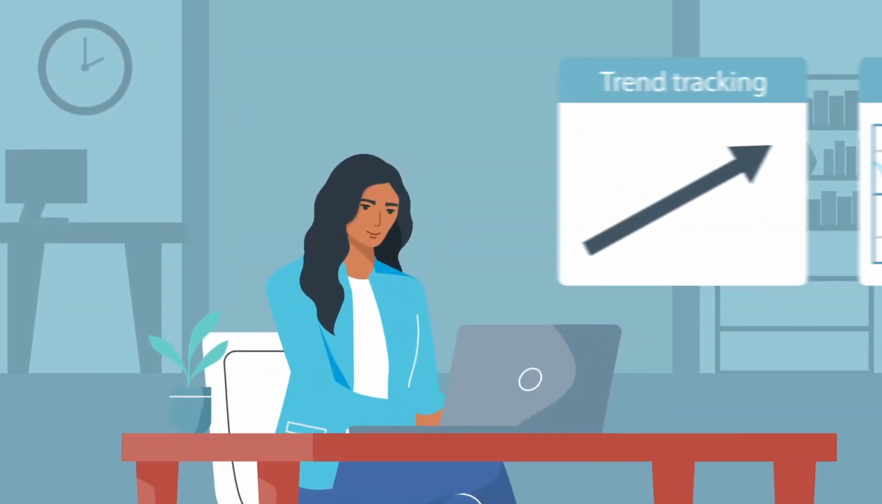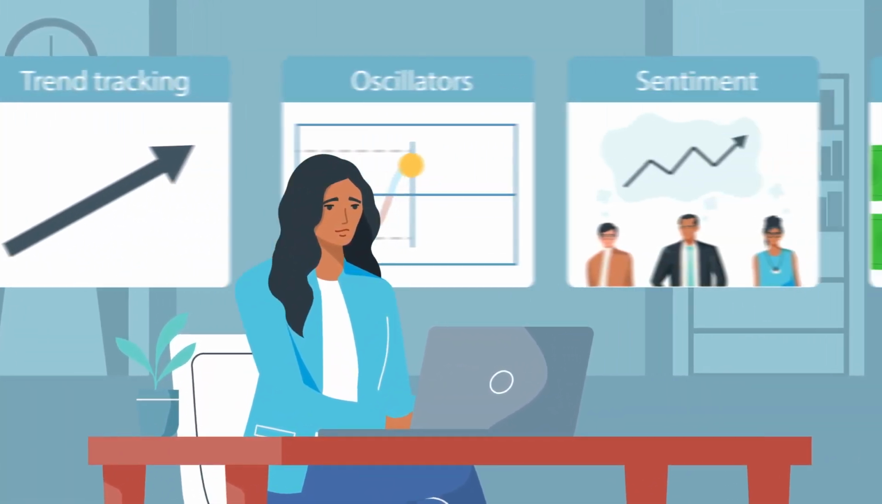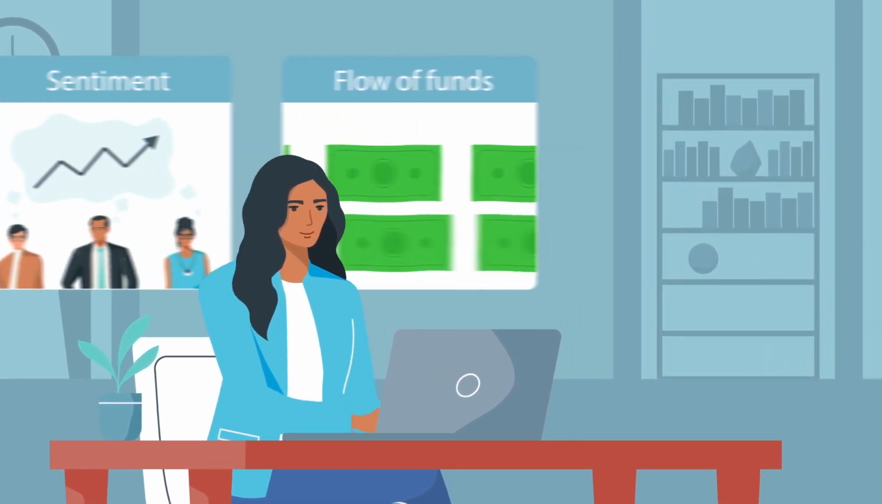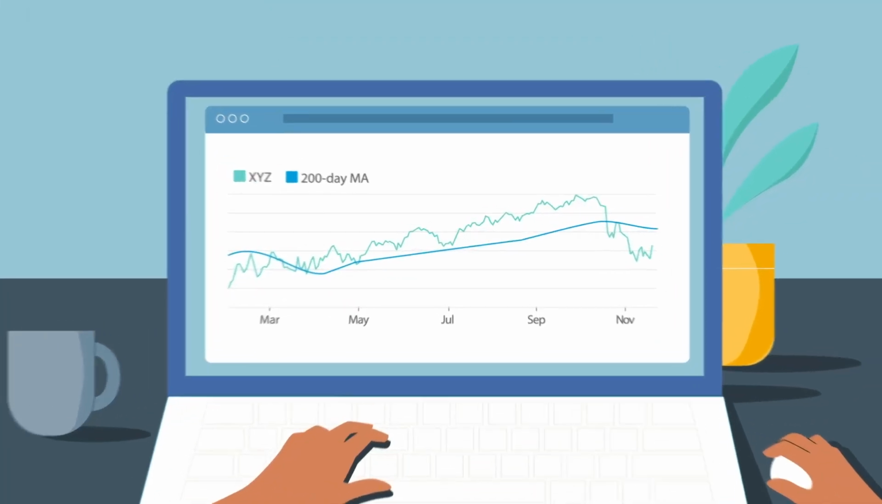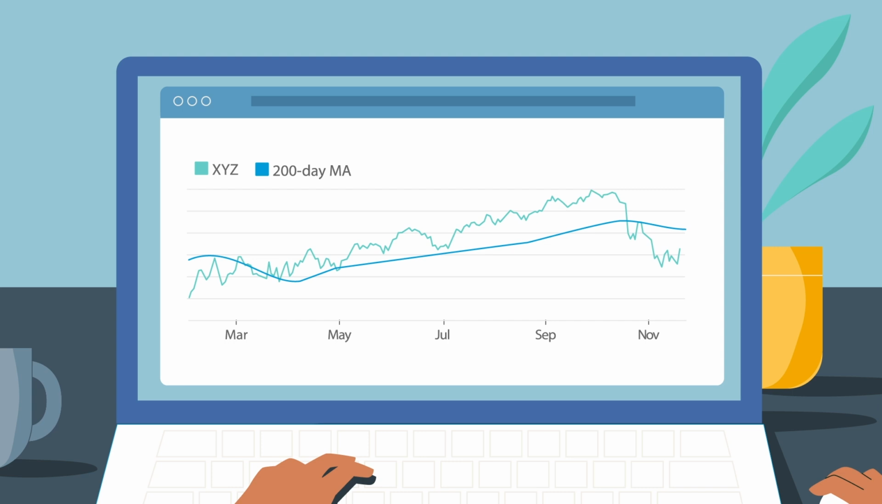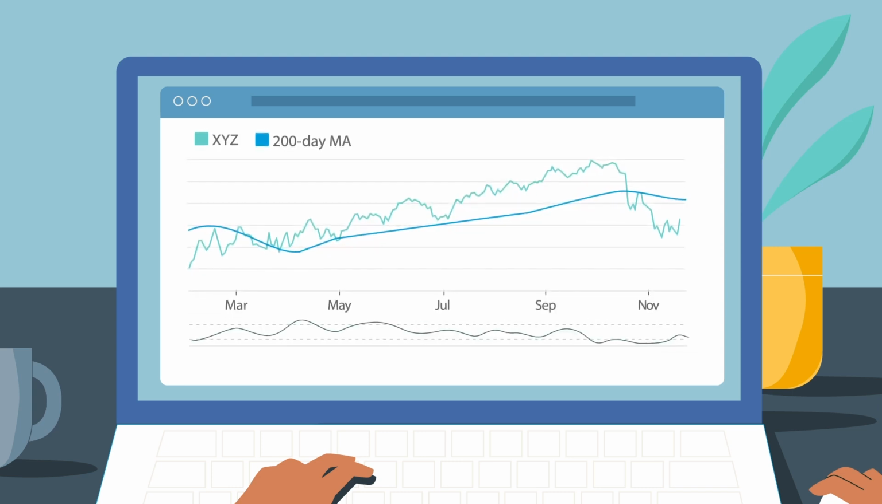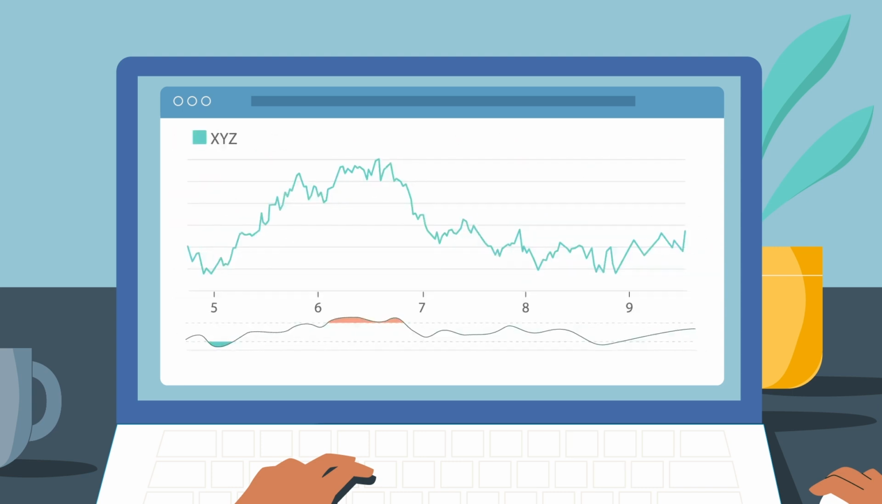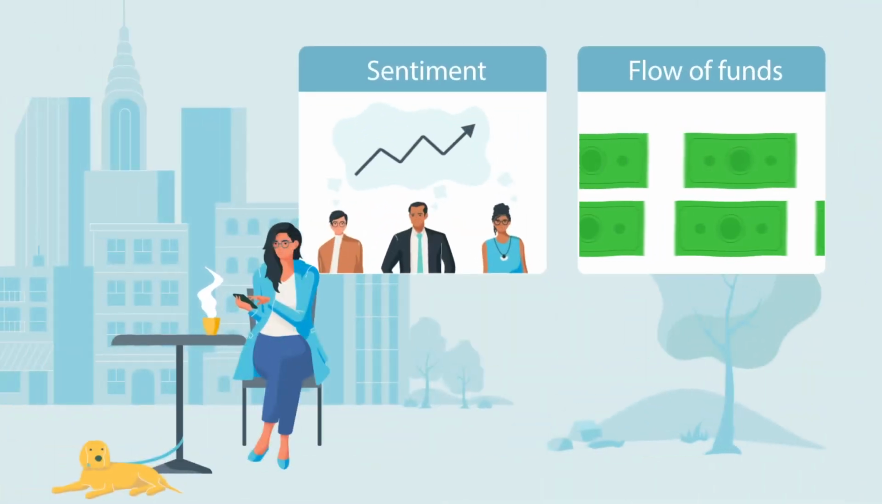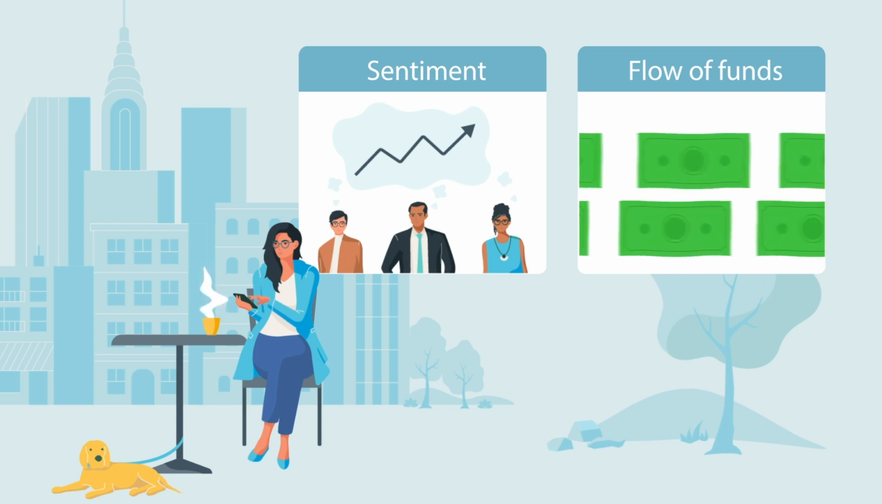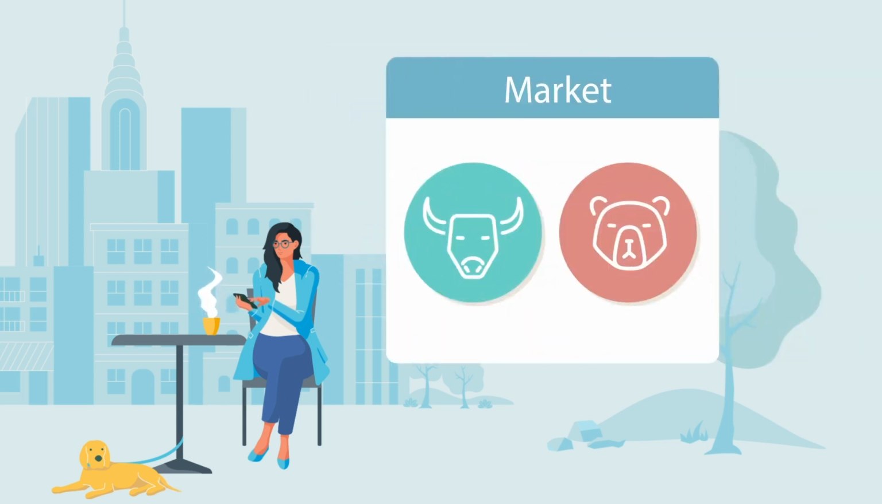When it comes to selecting which indicator to use, it starts by defining what it is you want to accomplish. If you're looking to build a trading system, you may want to consider focusing on a trend tracking indicator and supplement it with an oscillator. If you're looking to trade short-term swings, you may want to focus primarily on an oscillator. Long-term investors may choose to focus on sentiment and flow of funds indicators to determine if the market is bullish, bearish, or neutral, and to what degree.